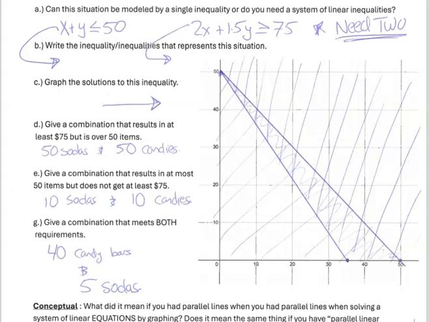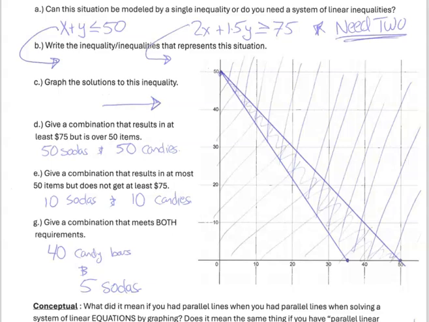So part D says, give a combination that results in at least 75 bucks, but is over 50 items. Well, an easy one would be the point 50-50, meaning 50 candy bars and 50 sodas. It is definitely going to get you at least $75 because it's shaded by that inequality, but 50 of each is going to give you 100 items, and you're supposed to only have 50. The next one, give a combination that results in at most 50 items, but does not get you your $75: 10 sodas and 10 candies. That is going to get you at most 50 items, but it is not going to get you $75.